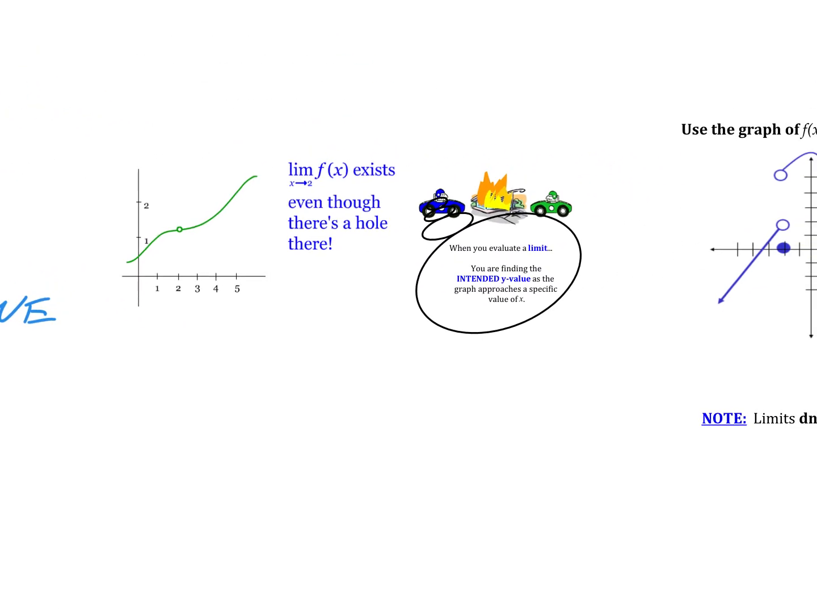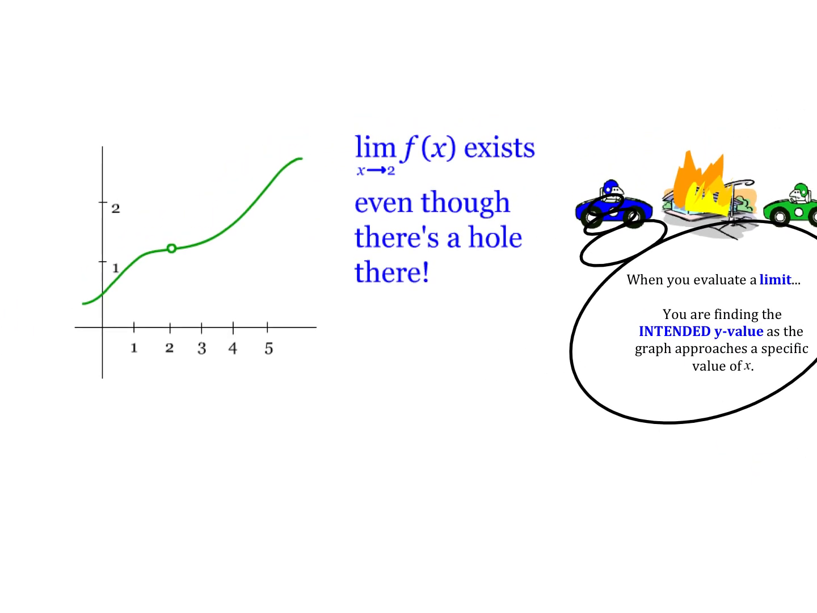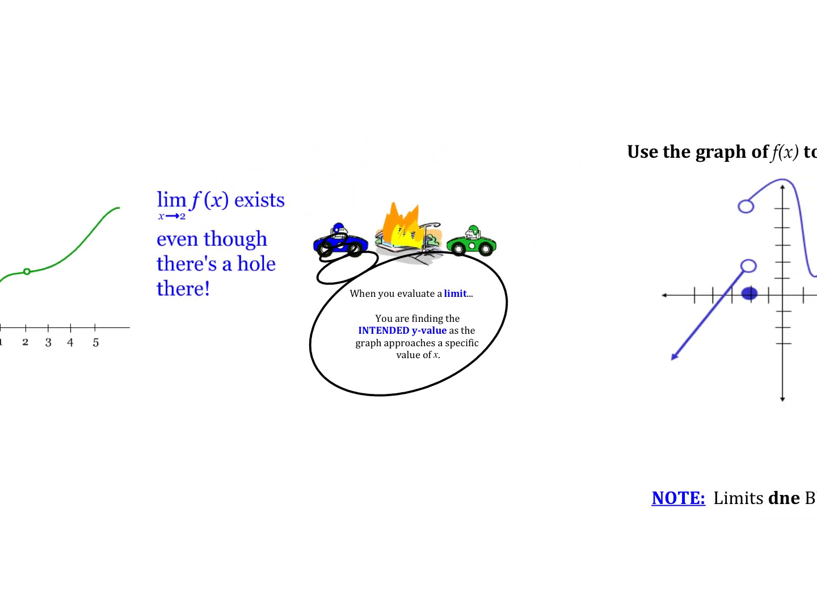Now you can have a limit that exists even if the function itself does not. So here I've got an example where the limit as x approaches 2 from the left and from the right, they both have the same destination. Now they don't reach that destination, but they're both approaching the same thing. So here the limit would in fact exist. So you do not need to have a y value in order to have a limit that exists.